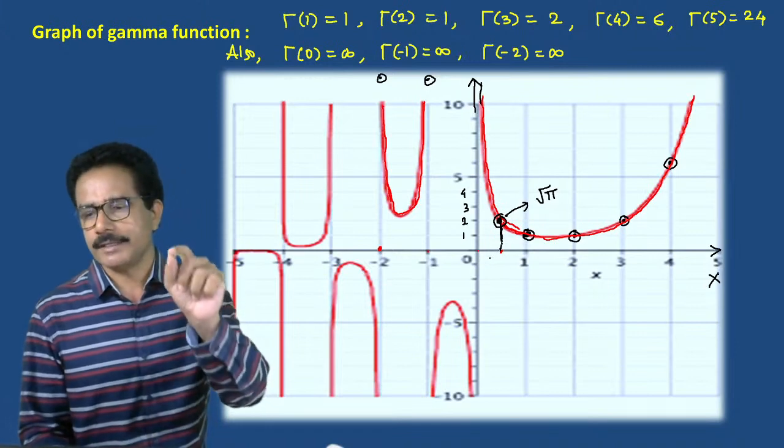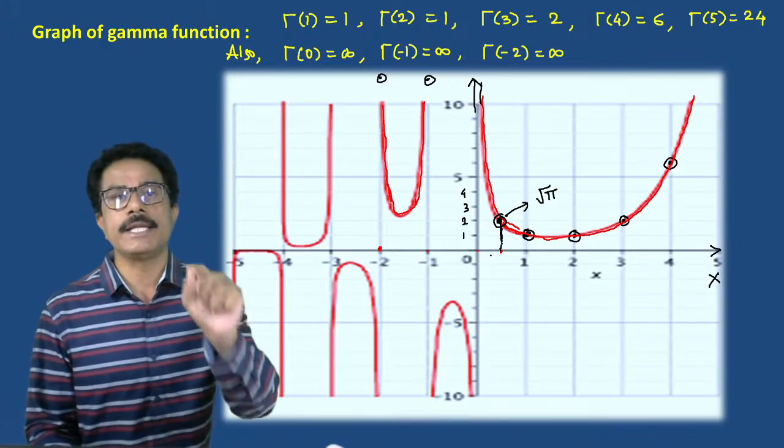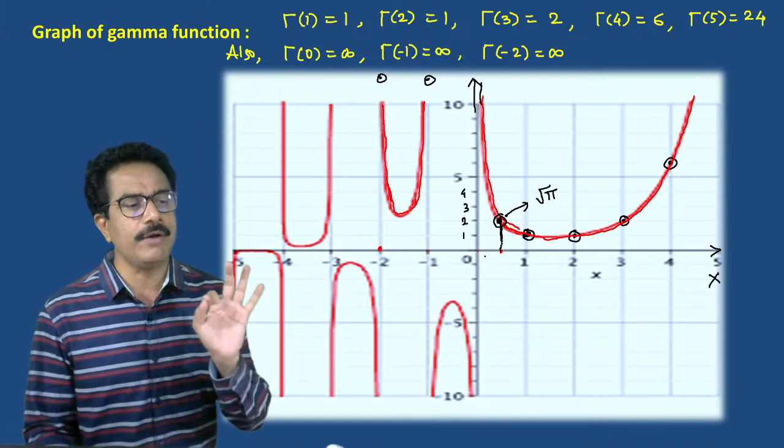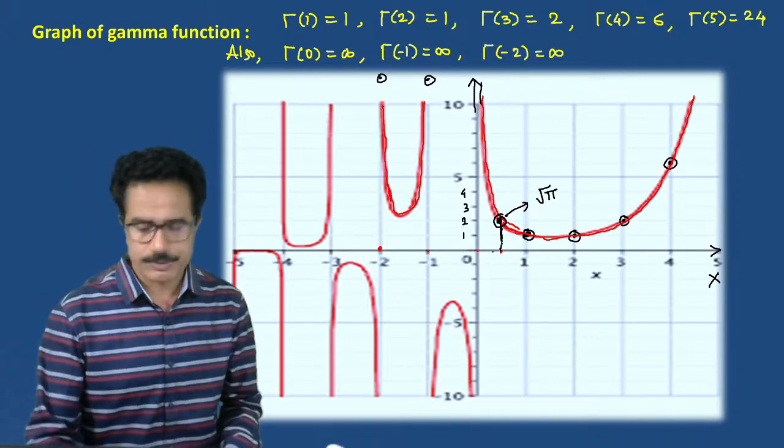Now you calculate. By using the calculator, you calculate the approximate value of gamma 1 by 2. Okay.